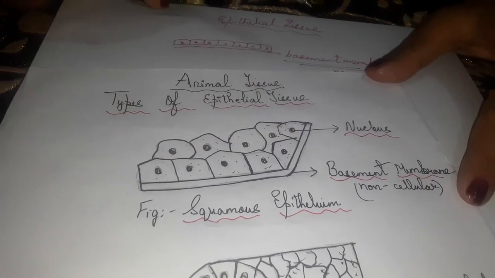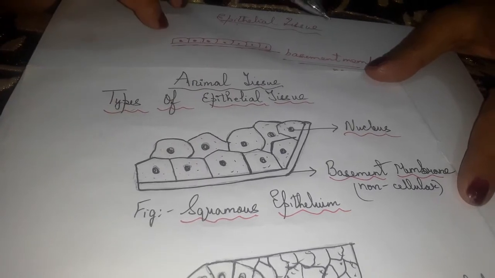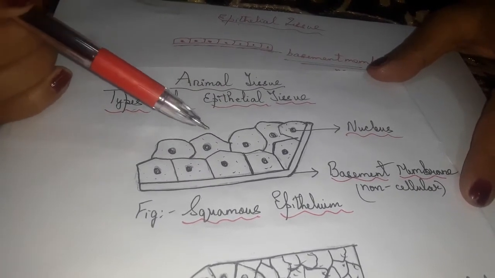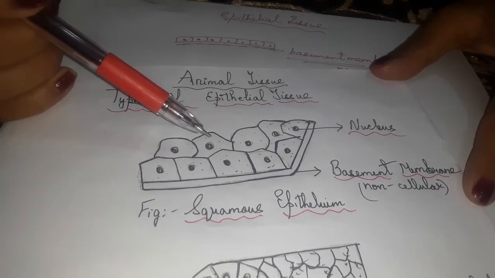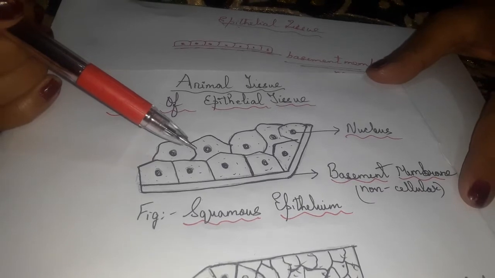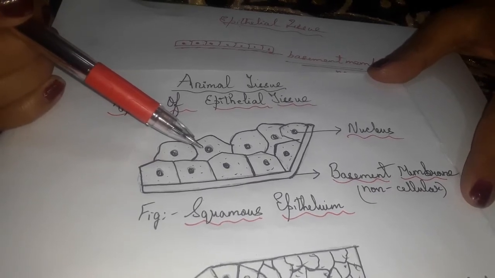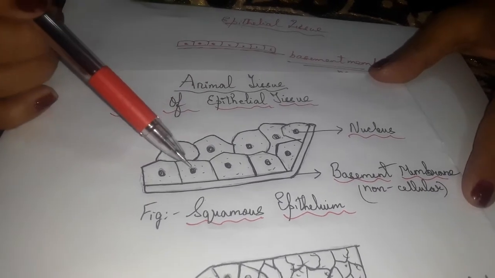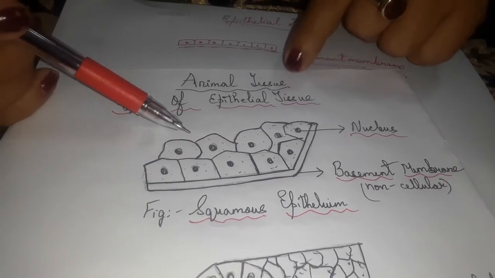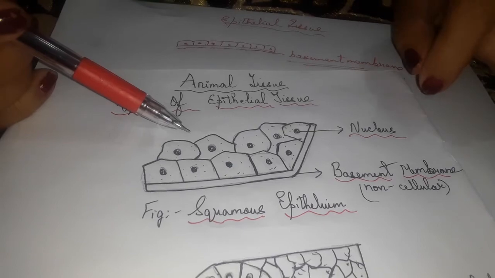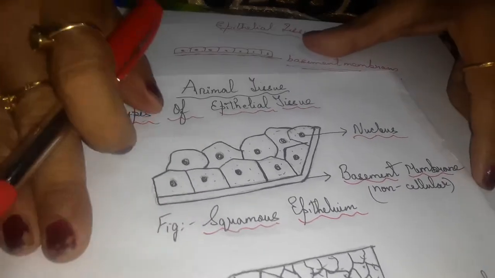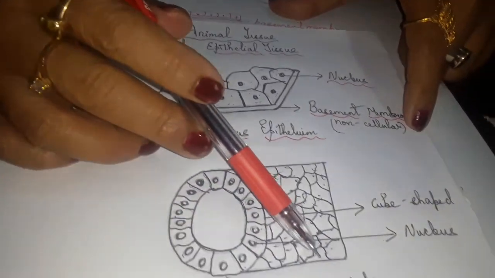So where are they found? They are usually found in the lining of the blood vessels. Then you have them in the blood capillaries, as well as in the lining of the mouth, nose, and in the alveoli. So what is their function? Their function is absorption or diffusion of materials as well as protection.